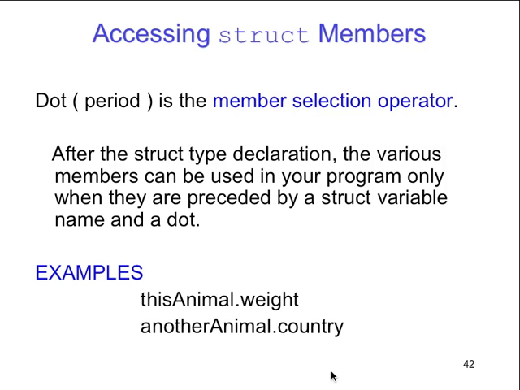So this animal, that animal, they all have the same name, as an example, it's a variable name. And then as I mentioned before, this is the first exposure to the dot notation, the member selection operator. Not the scope resolution operator that we looked at last time, but the member selection operator. After the structure type declaration, say animalType thisAnimal, animalType anotherAnimal. This is what I was mentioning before. We use the dot notation to say we want the weight of this animal, we want the country of another animal.